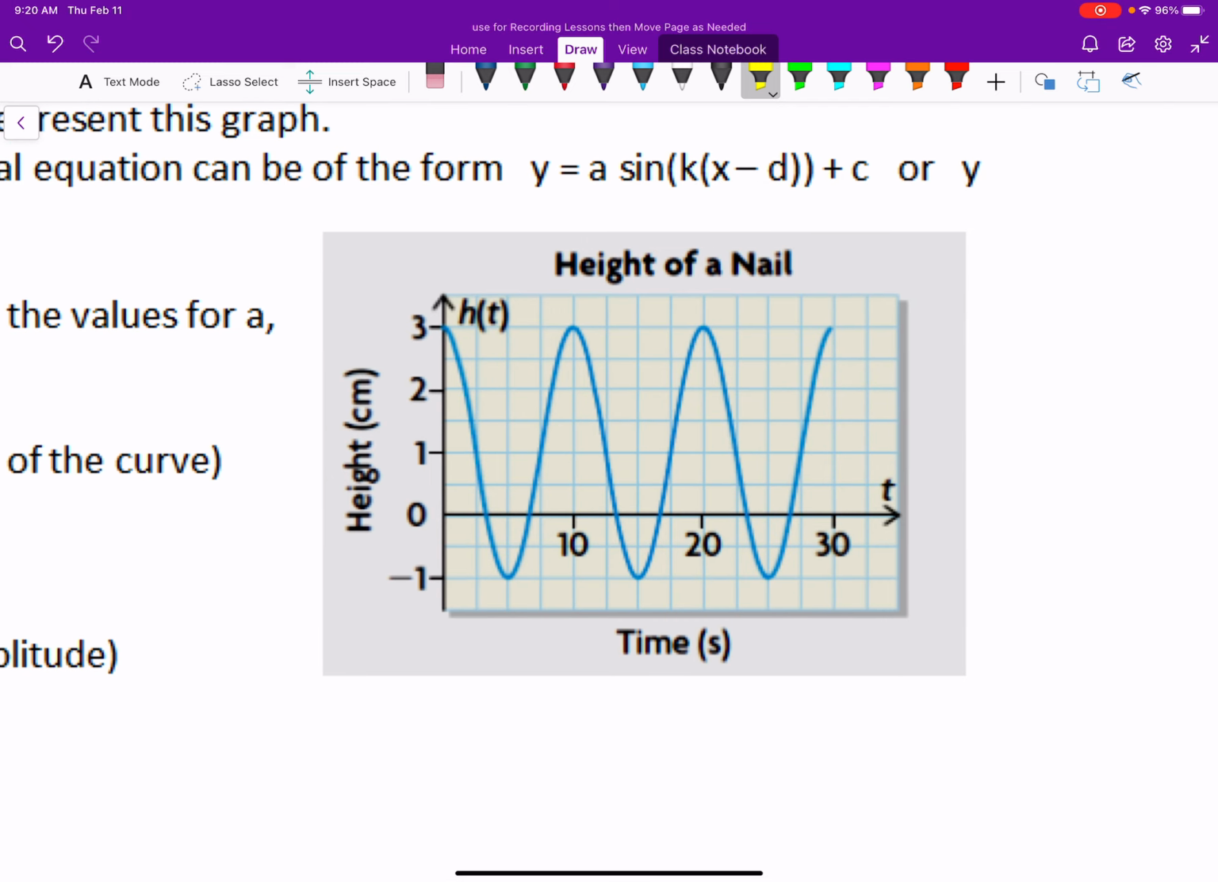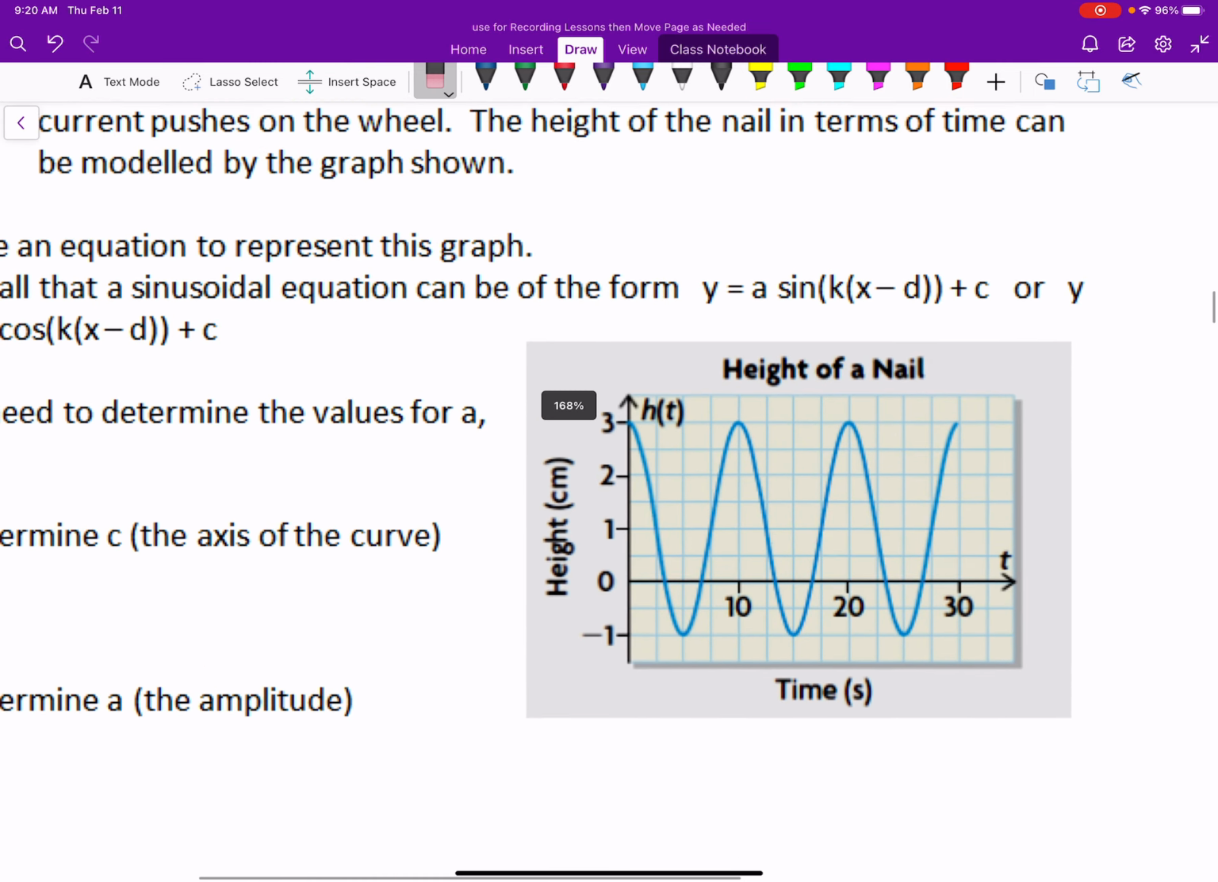As time goes by, the wheel spins. We're starting at the top, the nail's starting at the top. As time goes by, the wheel spins, it starts to go down, it dips under the water here, gets to its lowest point, starts to come up again, gets to the top again. It's just going around in a circle, so this nail just goes down and then it goes up as the wheel spins around, right? That's the situation.